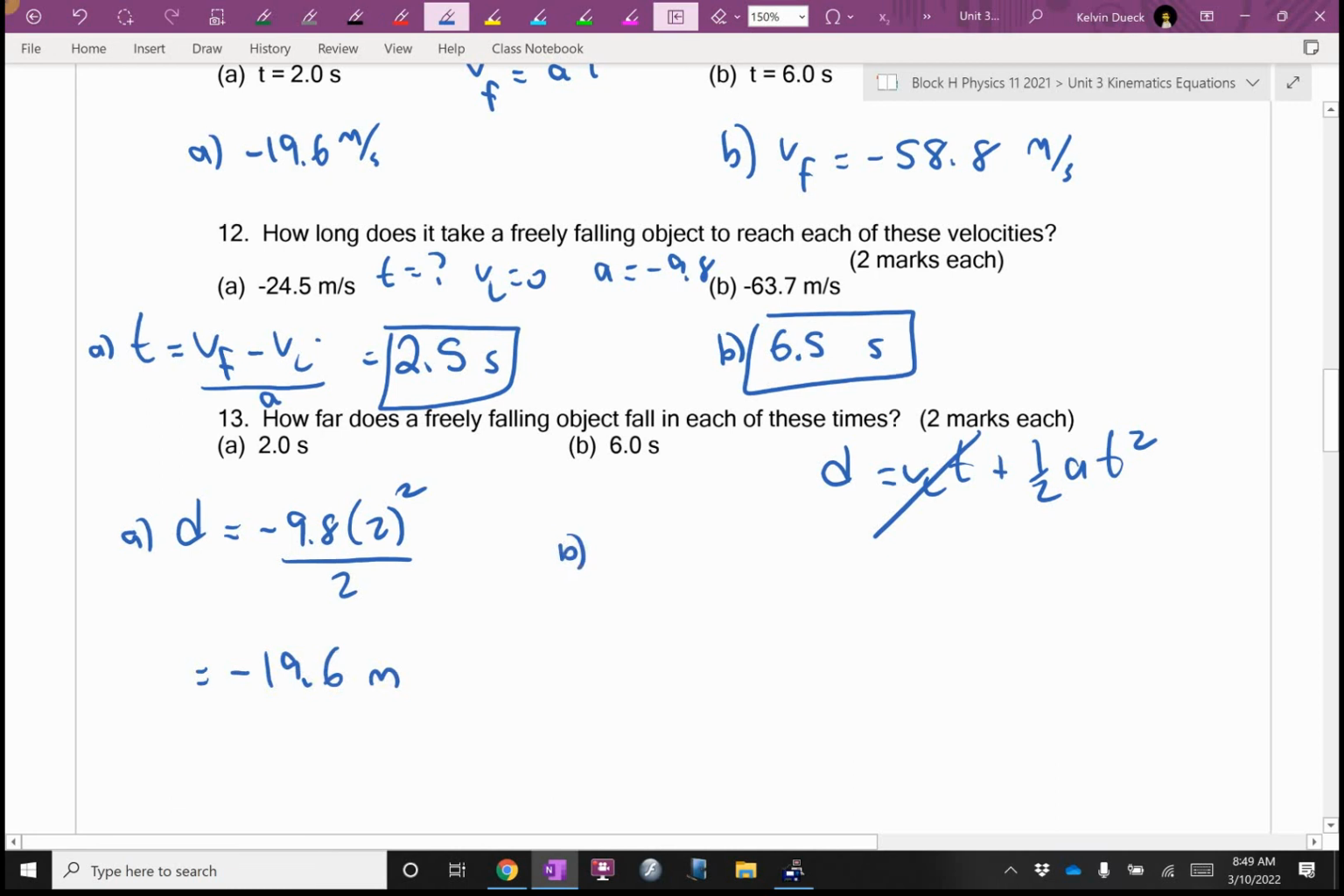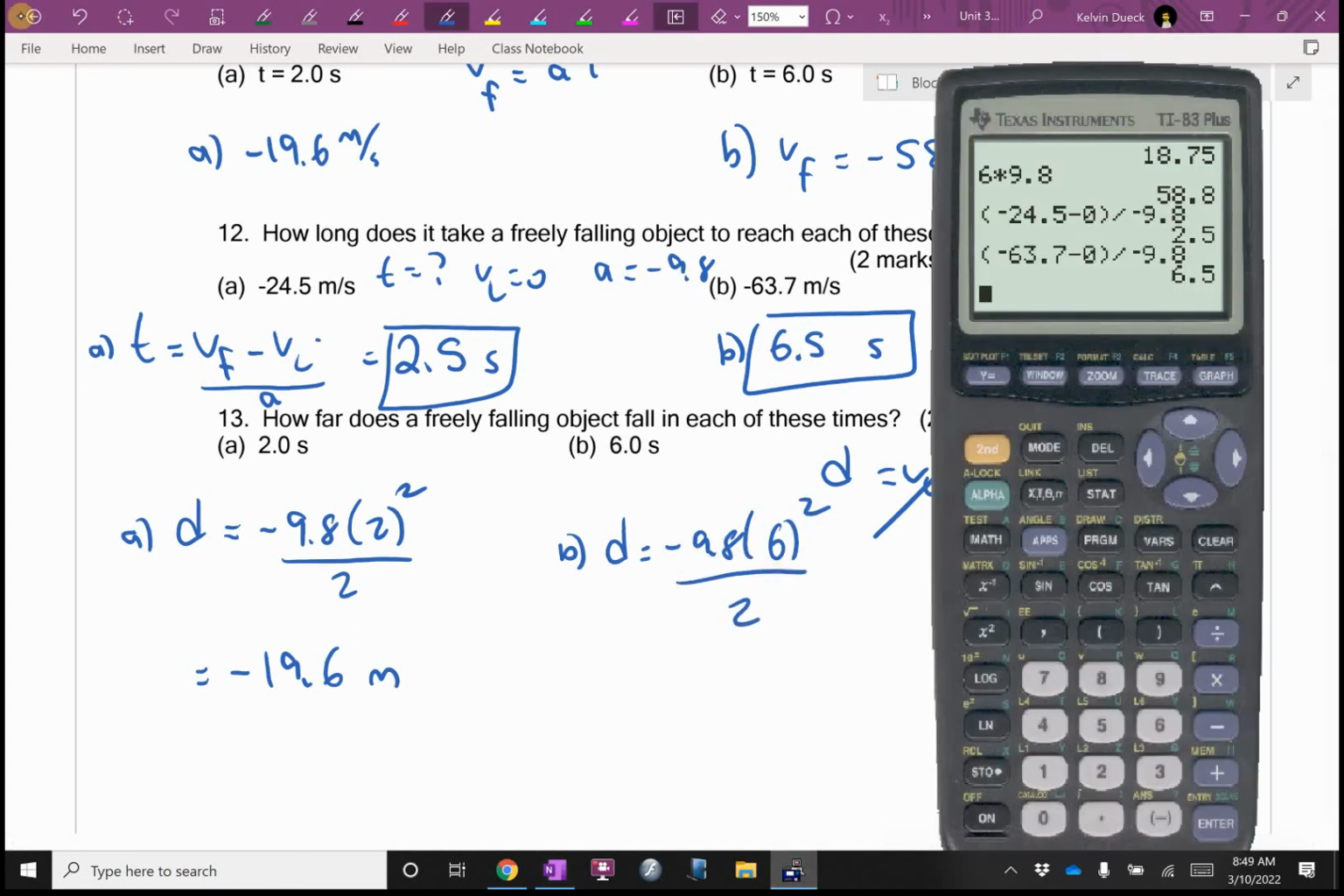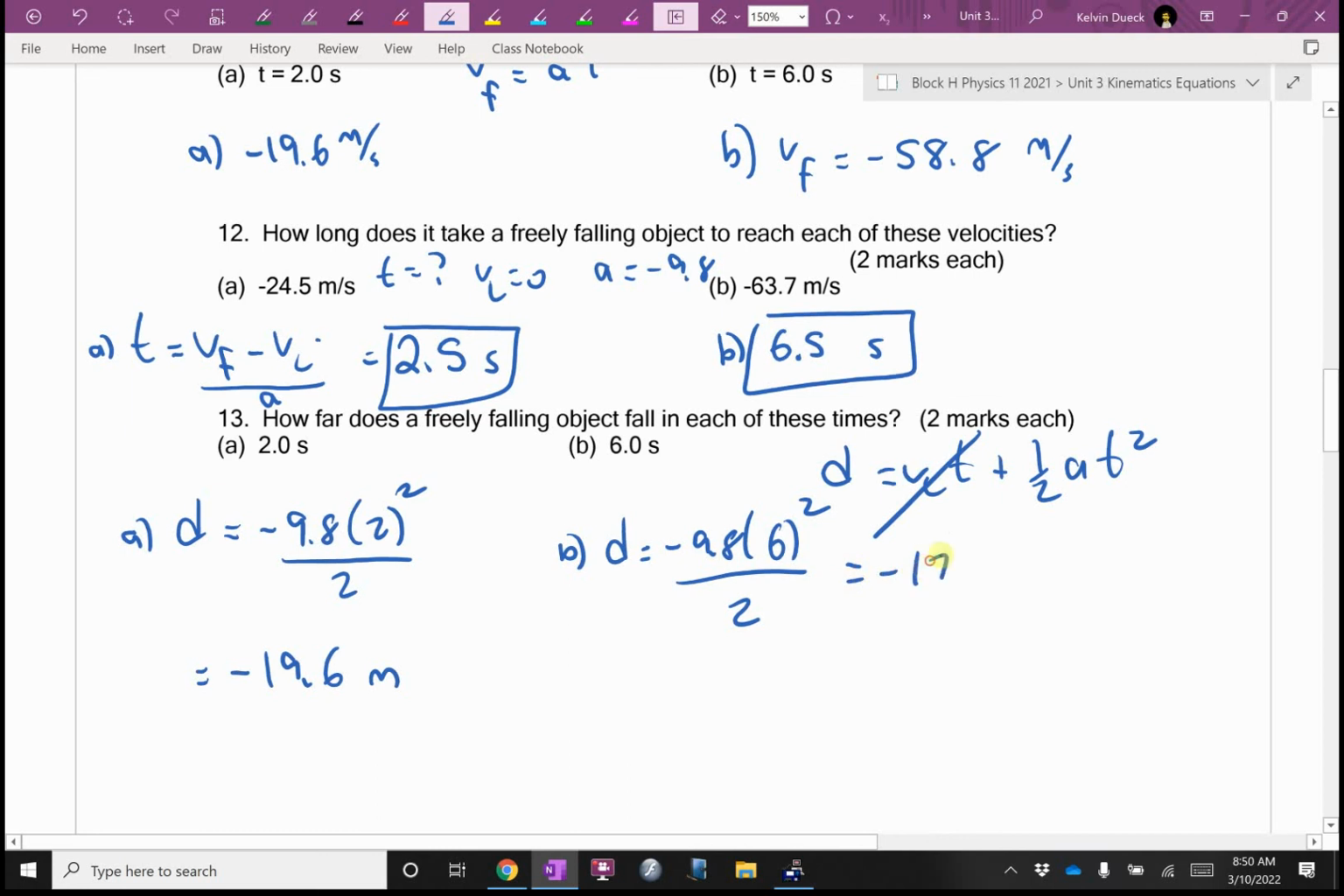And then for part B, it's going to be D equals negative 9.8 times 6 squared all over 2. Negative 176.4. Negative 176. So again, I usually round to 3 sig figs. It's just a habit. Alex, it's because on the old Physics 12 provincial, they wanted every answer to go to 3 sig figs. So I started training kids in Physics 11 so they wouldn't inadvertently lose silly marks because they rounded off to the wrong number of sig figs.